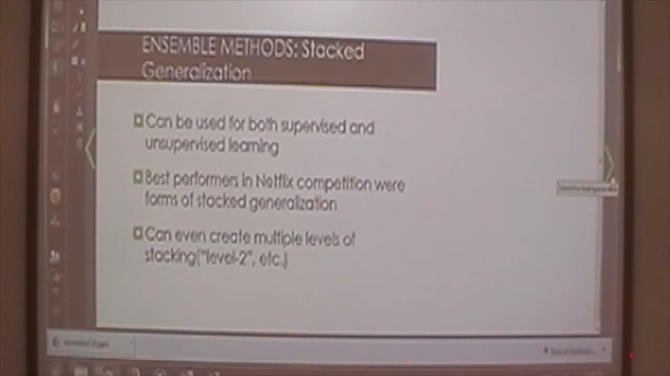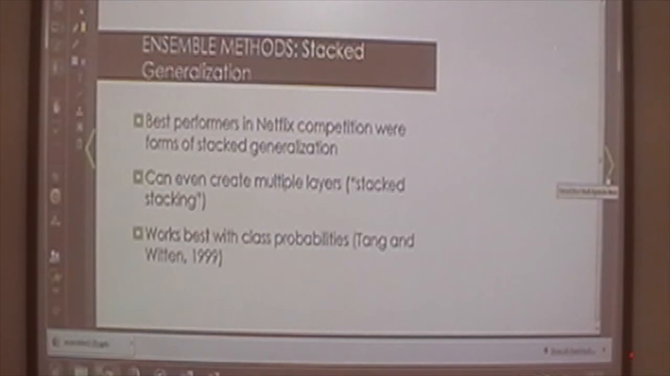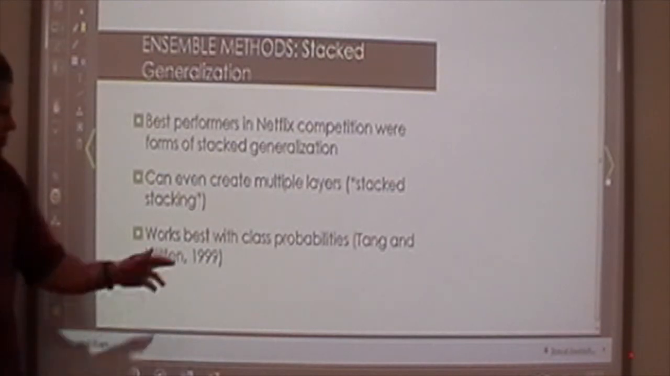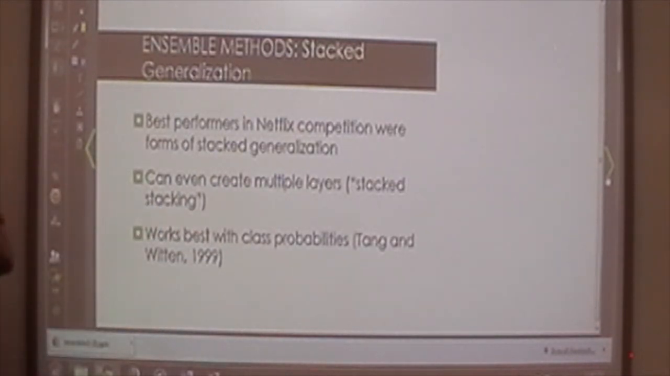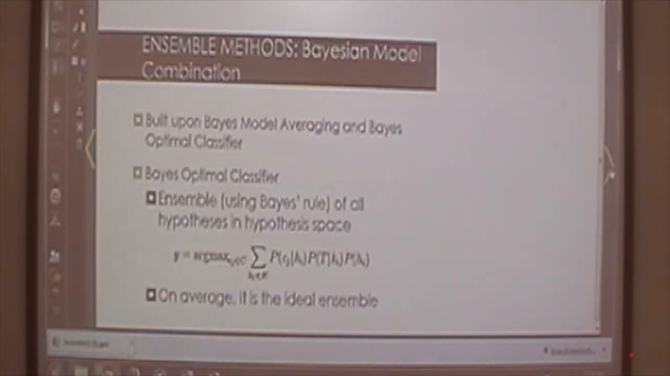Okay. Is that good? Stop me if it's not. I can go back. And again, you can create multiple layers of stacking, we already talked about that. Tang and Witten in 1999 showed that stack generalization in general works best if you use class probabilities versus binary classification. Makes sense.